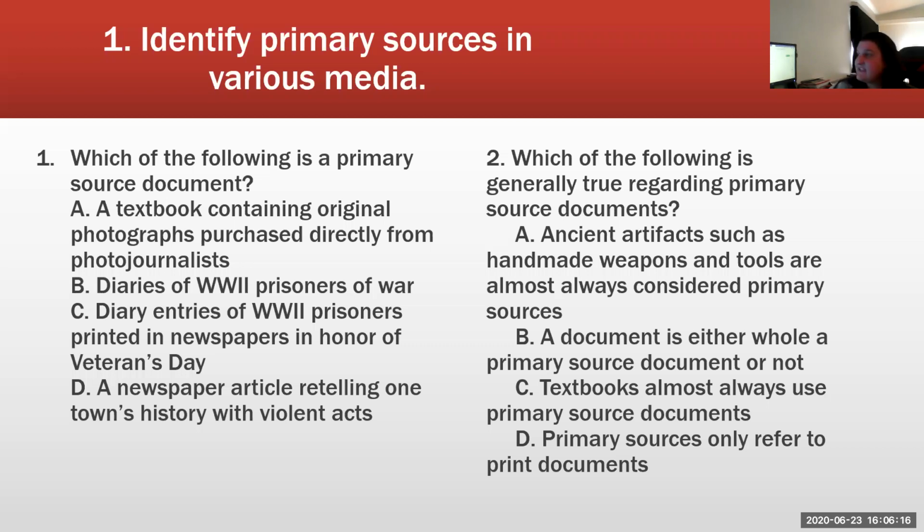The correct answer is A. Ancient artifacts such as handmade weapons and tools are almost always considered primary sources because again, it's that direct link from someone who originally experienced it or made it or wrote it to somebody who's either viewing it, holding it, seeing it, whatever. It's that direct link from someone in the past who created the artifacts to somebody who is in the present looking at it. It's a primary source. I hope that makes a little bit of sense.